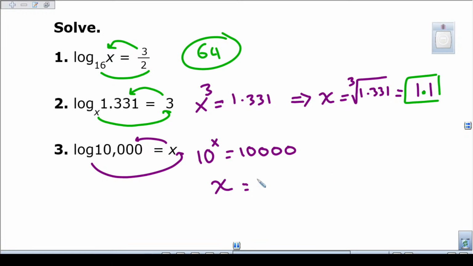Yep, it is 4, Jordan. Yep. And Audrey and George. That's right. It is 4.